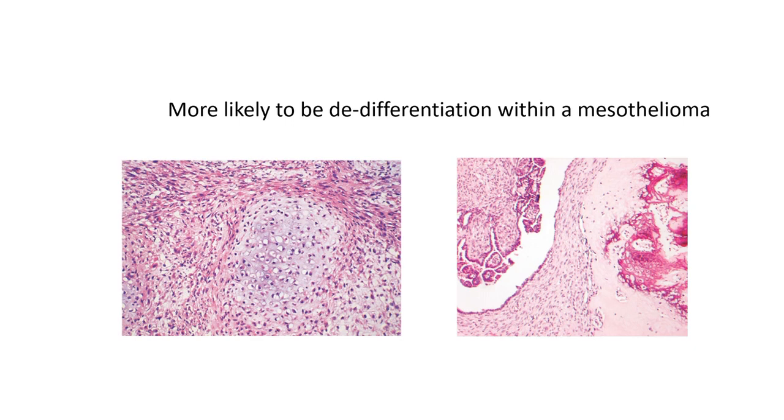And lastly, if you see osteosarcomatous or chondrosarcomatous change, just be aware that these can be seen as heterologous dedifferentiation within some mesotheliomas, so it should still be considered.